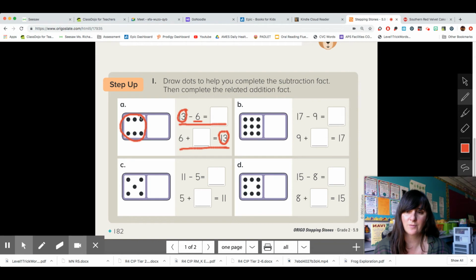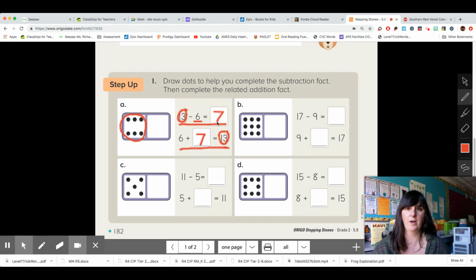So we could count on from 6 up to 13, and that will give us our missing number. So 6, 7, 8, 9, 10, 11, 12, 13. That gives us 7. 6 plus 7 equals 13. 13 minus 6 equals 7.